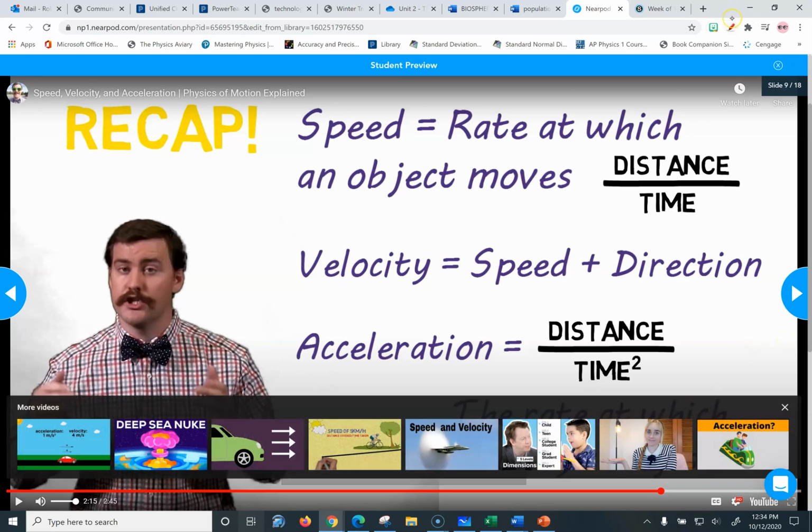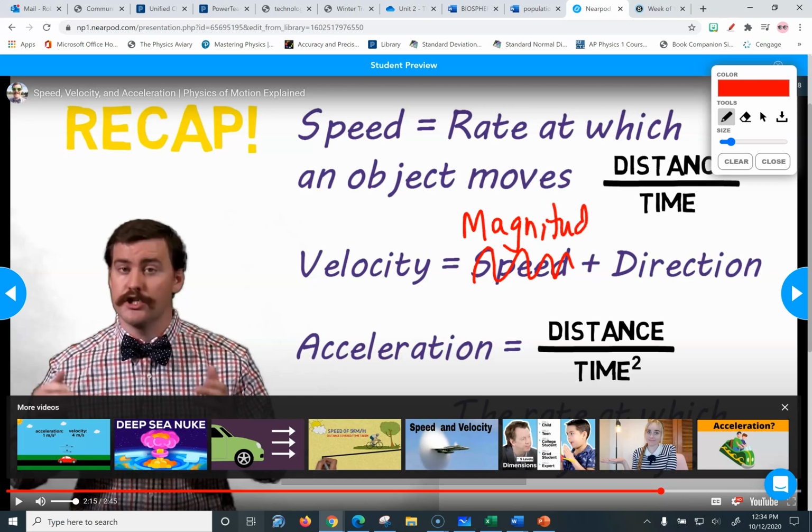Okay, so kids, I want to just specify something. I don't like this. I like this. It has a magnitude and a direction. So if you're putting that down in your notes, which I hope you are, use the word magnitude, because it's not always just the speed and the direction. Okay, so let's go on to our next slide.